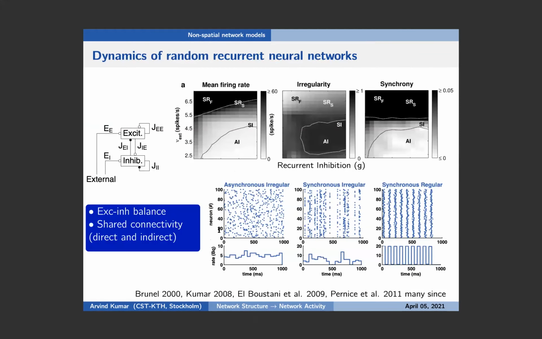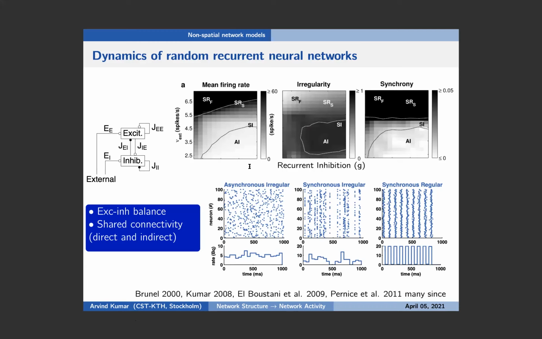For a random Erdős-Rényi type of network with E and I neurons, we know now for quite some time that the balance of excitation and inhibition is very crucial. And by changing the ratio of excitation to inhibition, we can tune the network to operate in the so-called asynchronous irregular state, synchronous irregular state, or synchronous regular state. And clearly these transitions between the states are not discrete, but there is a continuum, and that continuum is shaped by the balance of excitation and inhibition.